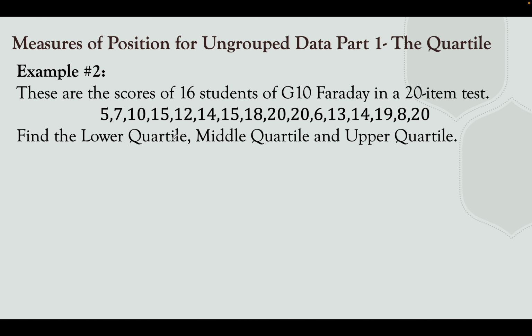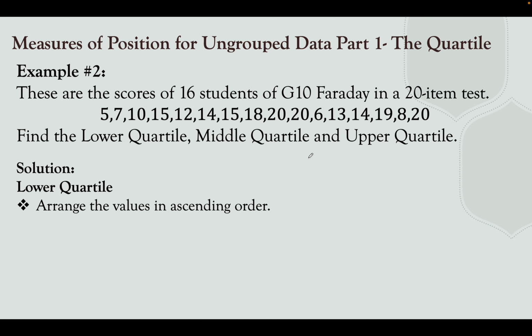Example number 2. These are the scores of the 16 students of grade 10 Faraday in a 20-item test. We have 5, 7, 10, 15, 12, 14, 15, 18, 20, 26, 13, 14, 19, 8, and 20. Find the lower quartile, middle quartile, and the upper quartile using linear interpolation.